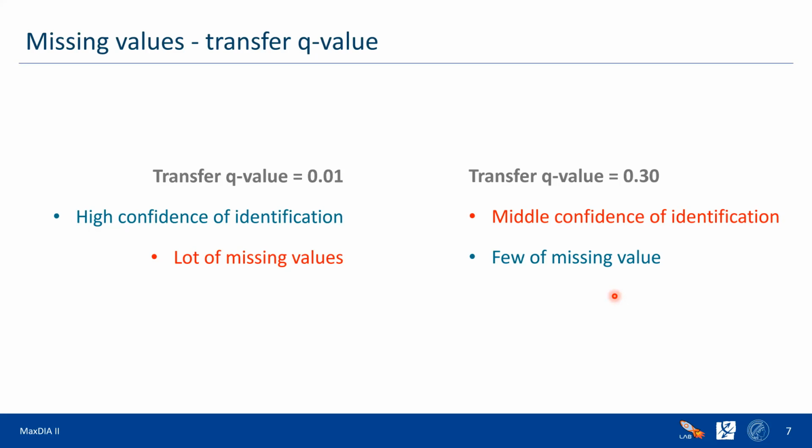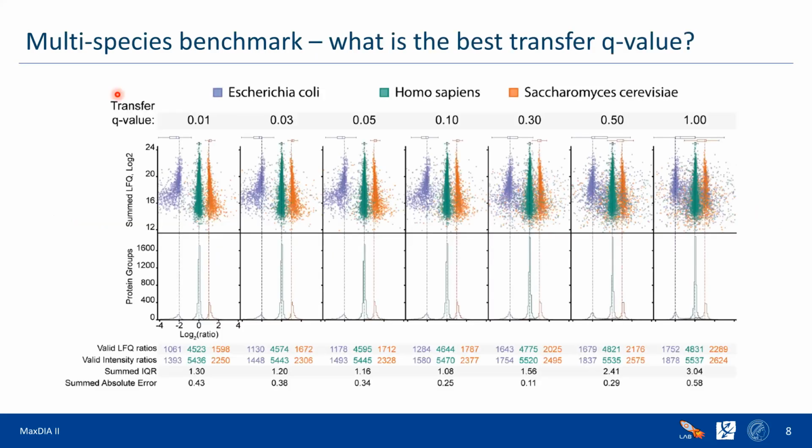And how did we do that? We just took a sample, a mixed sample of E. coli plus human peptides plus yeast peptides, and we know the ratios. We know that human is not changing from sample A to sample B, and this has to be in the middle. Escherichia coli has to be on the left, and the yeast should be on the right, at known distances, at known ratios. And we decided to run MaxQuant several times with different transfer Q-values.